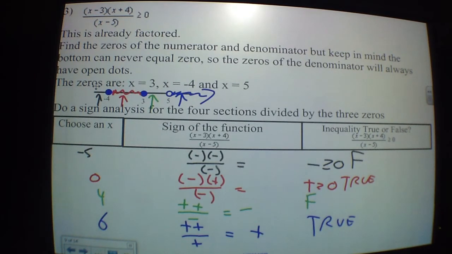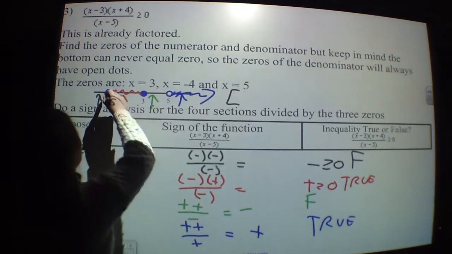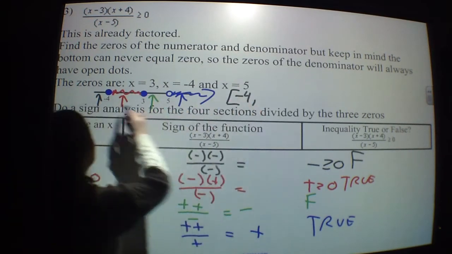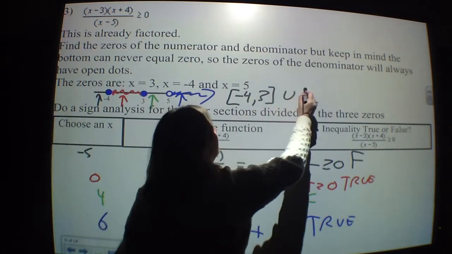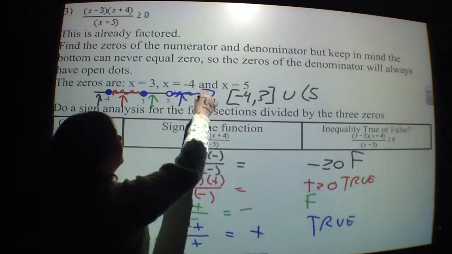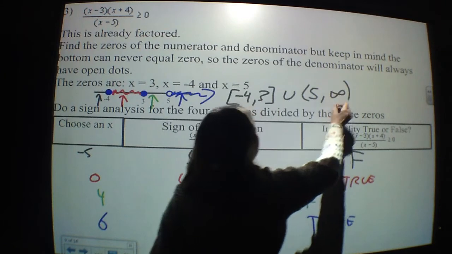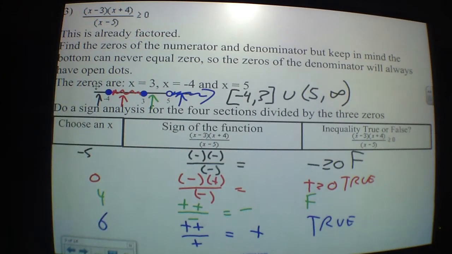So now in interval notation, negative 4 to 3, and it includes both those, union 5 to infinity. And there's your solution. And you're done.